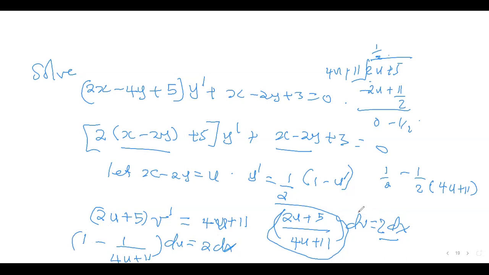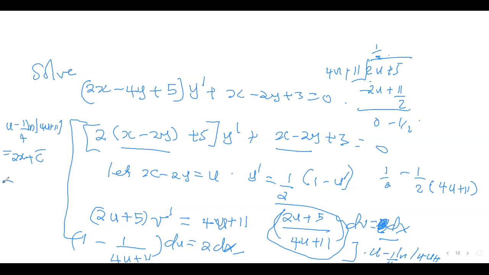Okay, so you have this. And when you solve that, when you take the integral of this, you'll find out that you are simply having your u minus a quarter ln of 4u plus 11 equal to, so you're going to find out that you have your u minus a quarter natural log of 4u plus 11 equal to 2x plus c cap.